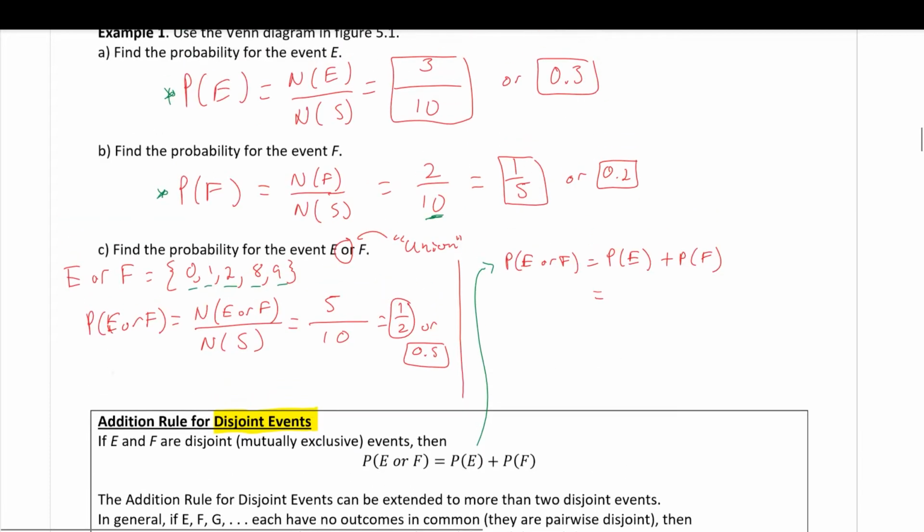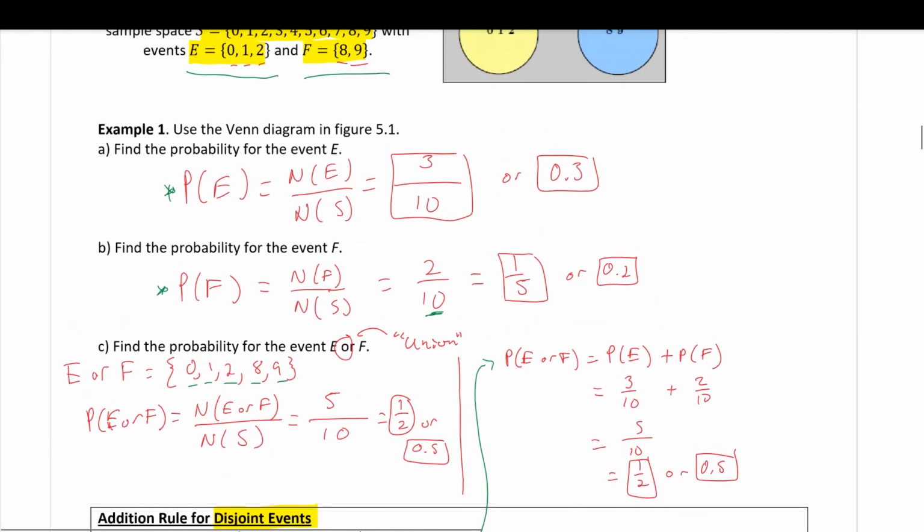Probability of E, we had it up there. That's 3/10. Probability of F is 1/5, but in order to get the same denominator, let's just write the 2/10 there. And as you can see, 3 plus 2 is 5/10, which is 1/2. All right, so what does it mean for events to be disjoint?